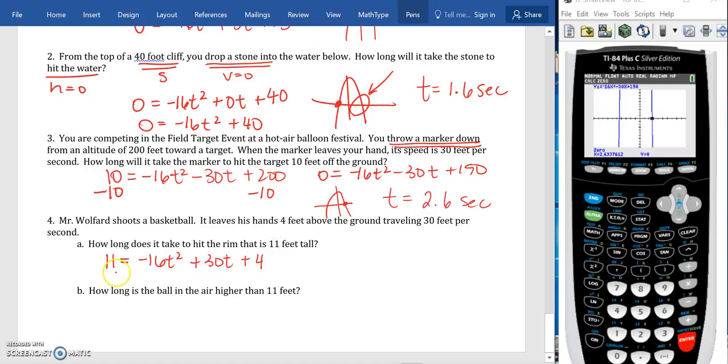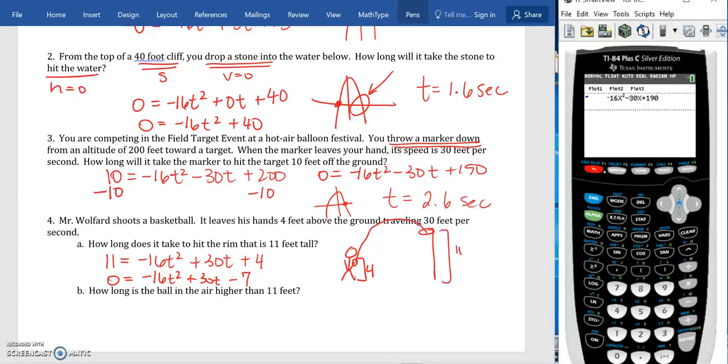A little higher than normal, right? So if you think about what this looks like, here's the basketball, and there's the rim. The basketball's going to go up and then land in there. So here's our initial height of 4. Here's our final height of 11. Okay, so when we graph that, we have to set it equal to 0. So negative 16t squared plus 30t minus 7 when we move the 11 over.